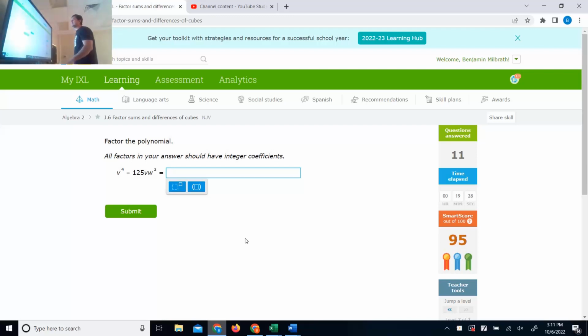I need to be going. V to the fourth minus 125 VW cubed. I can pull a V from both pieces. A lot of kids, when they do this, they don't ever write down their first step, and they never get it because of that. They just want to know what the final answer is. They don't even worry about the stuff in between.